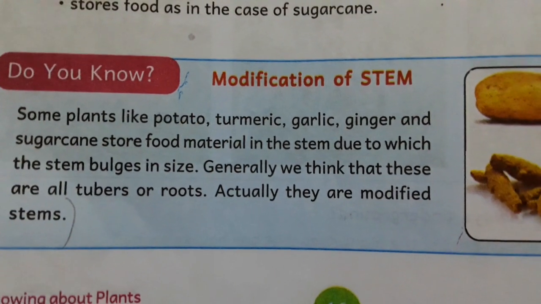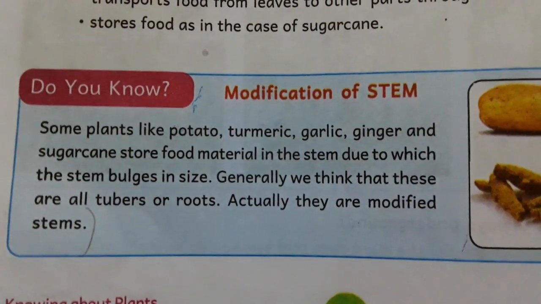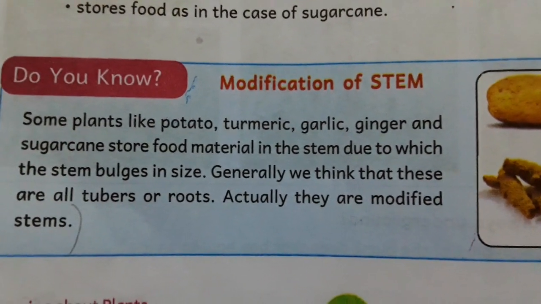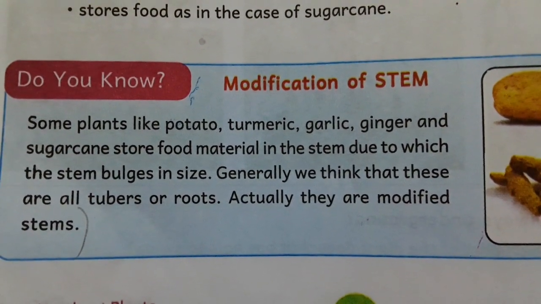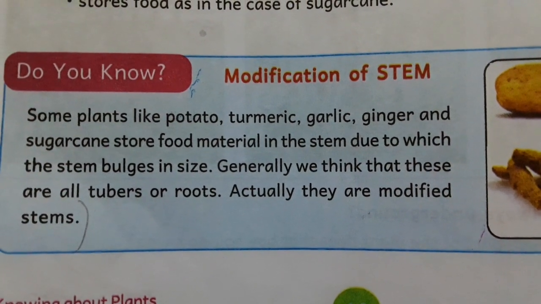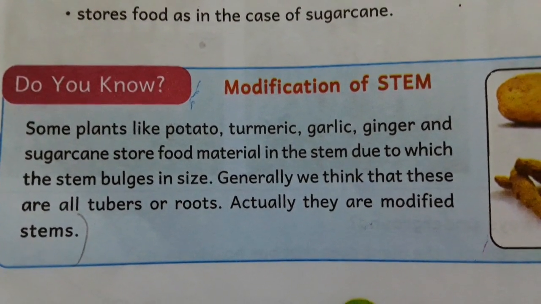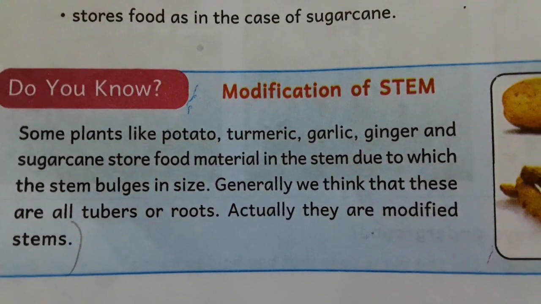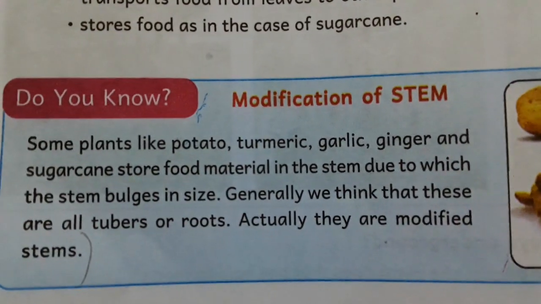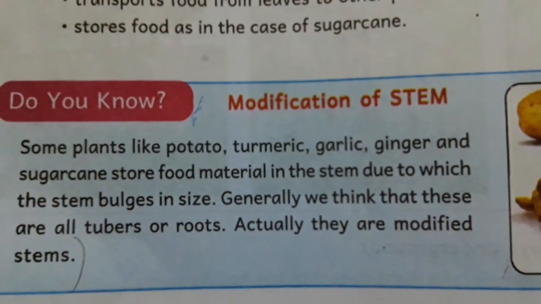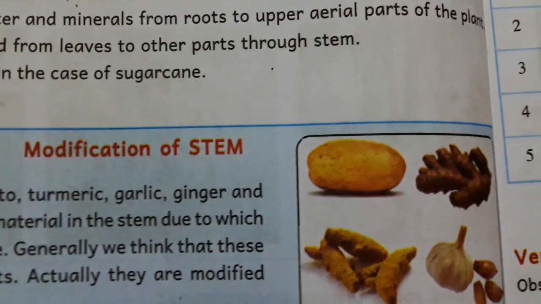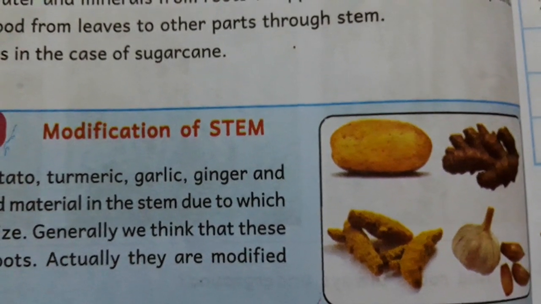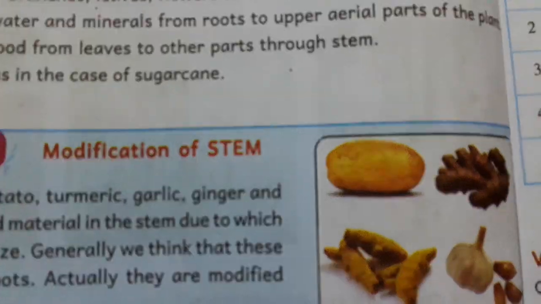And these are the modifications of stem for stored food. What are they? Some plants like potato, turmeric, garlic, ginger and sugarcane can store food material in the stem, due to which the stem bulks in size. Generally, we think that these are all tubers or roots. Actually, they are modified stems. See children, potato, ginger, turmeric and garlic are called modified stems.